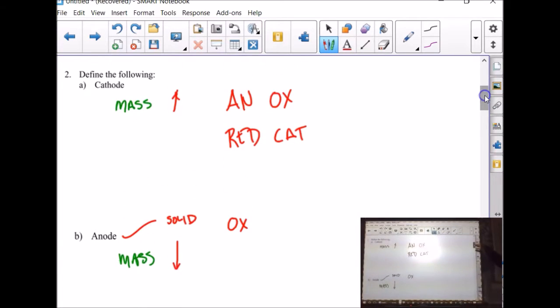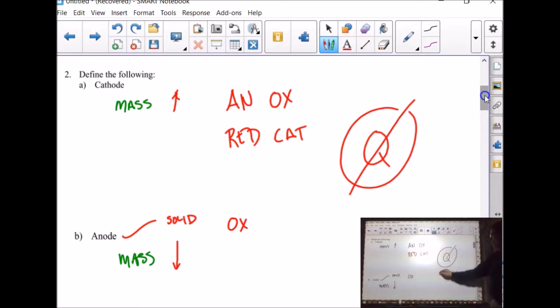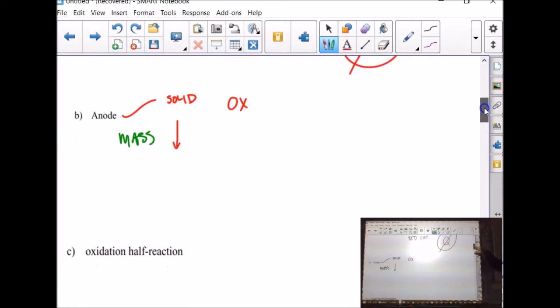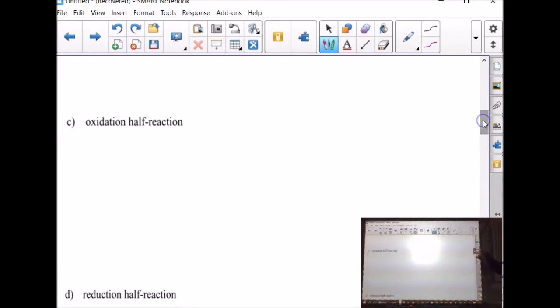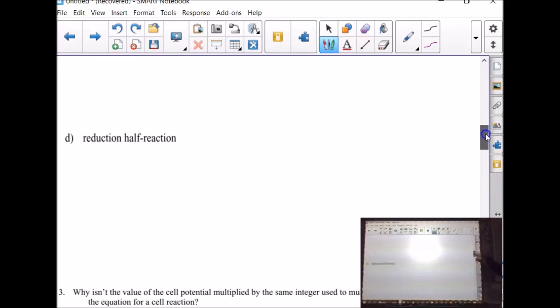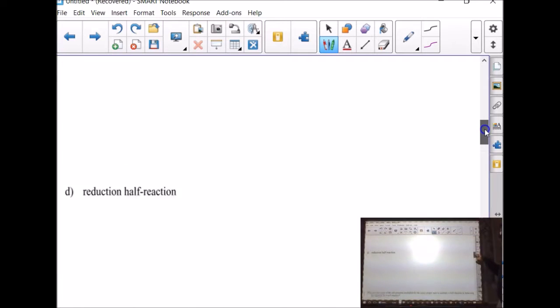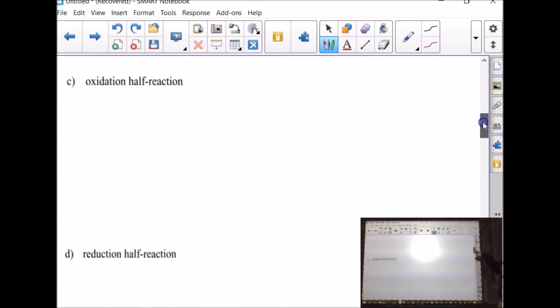Will the cathode or anode ever show up in Q? No. That's a no-no for these guys. Only the solutions. Oxidation half reaction, that's where the electrons are produced. The reduction half reaction is where the electrons are captured, quote unquote. Any questions on those terms?